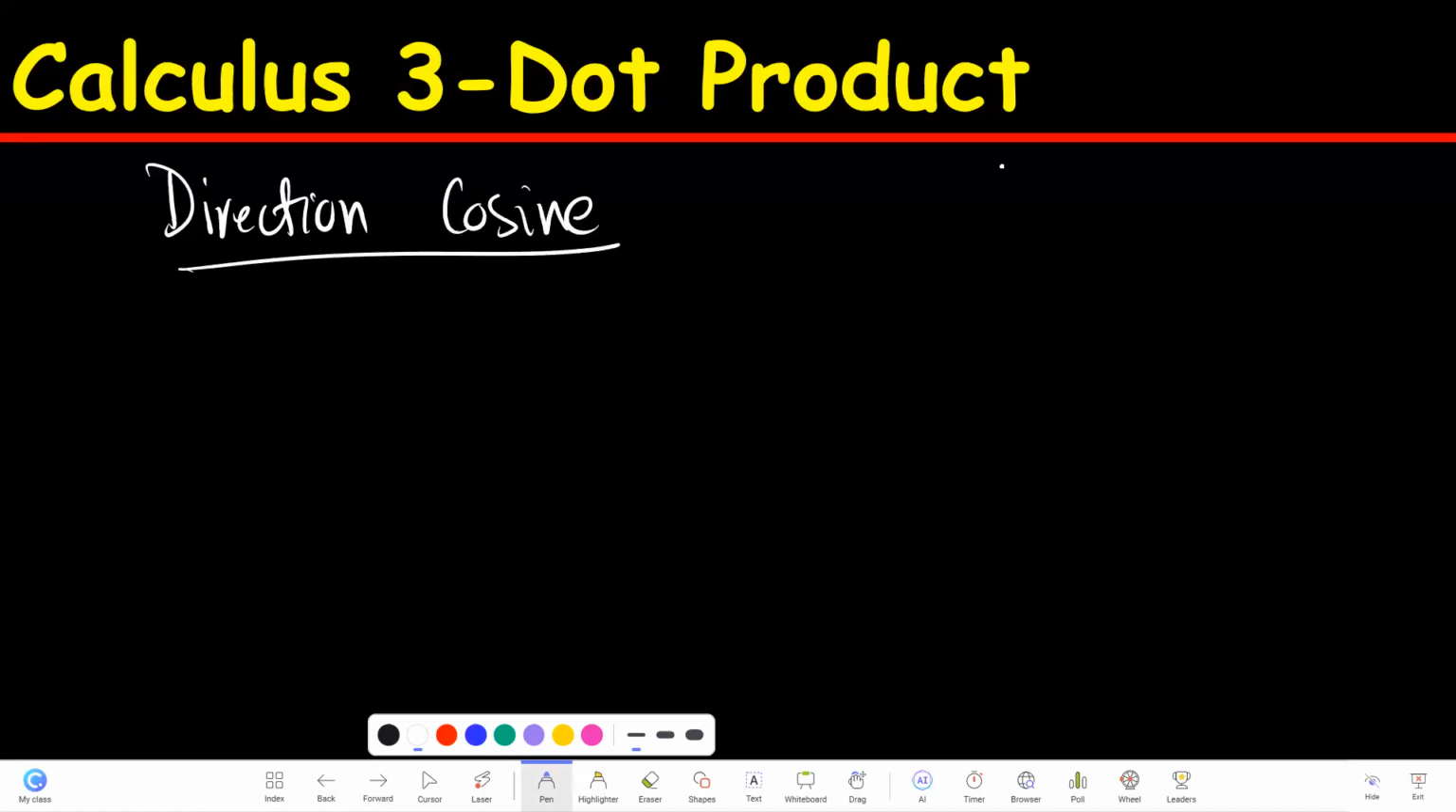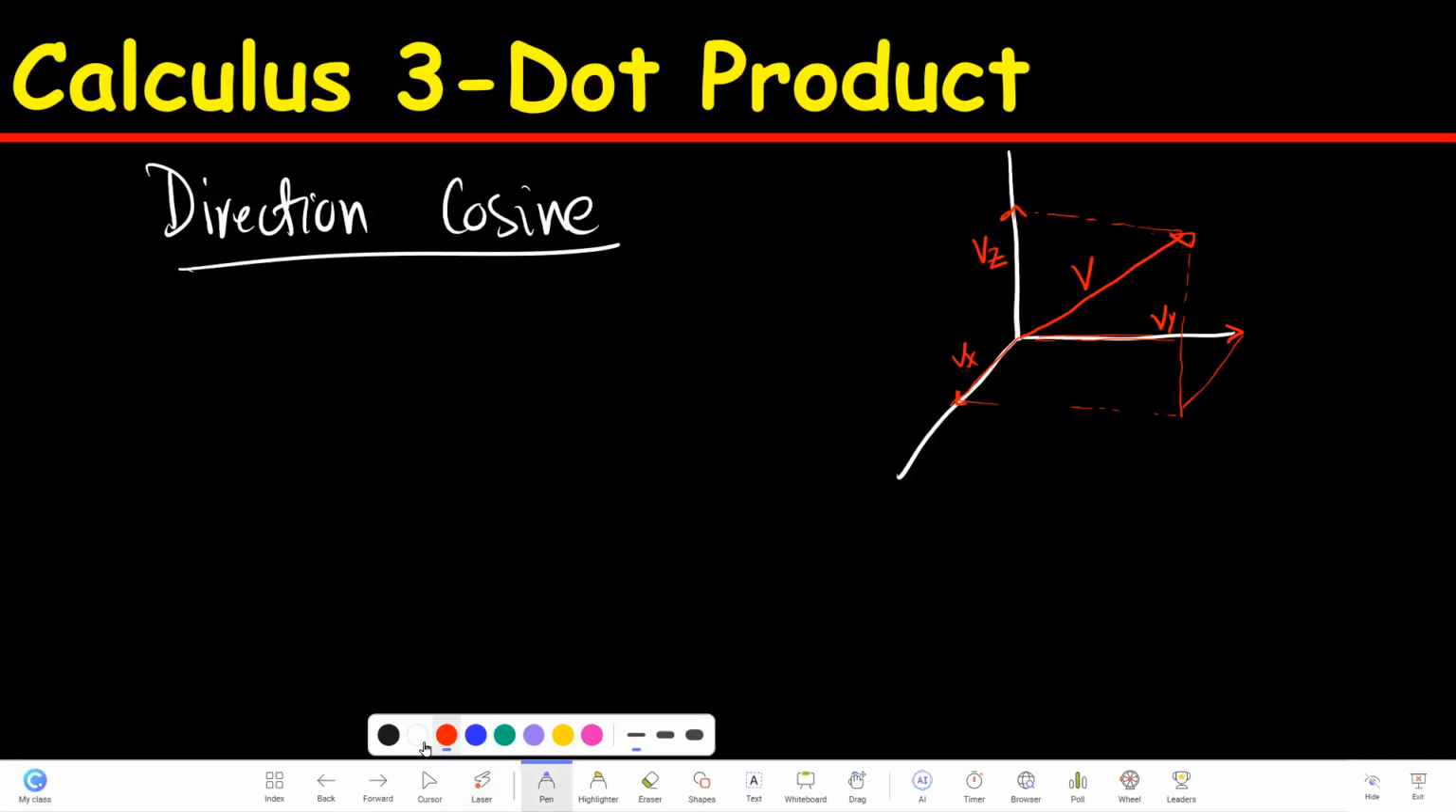Direction cosine means if I have a vector like this, a 3D vector, this vector would go like this. This is a component of the vector, and another component of the vector is this. So this is the vector v with components vx, vy, and vz.